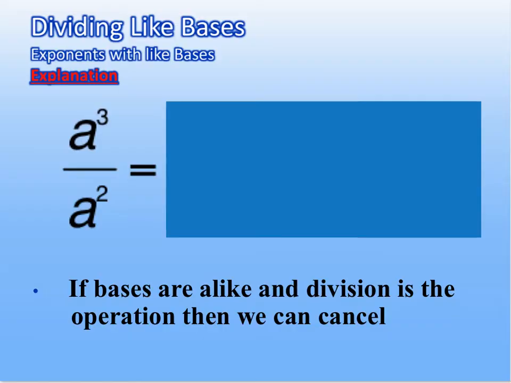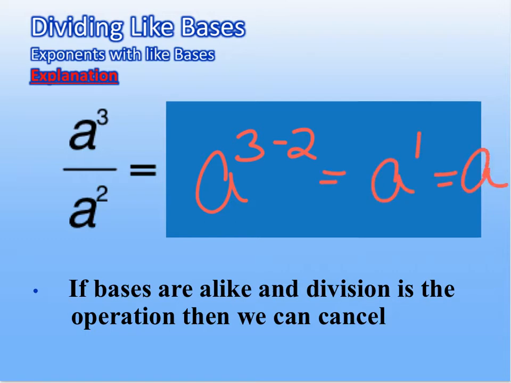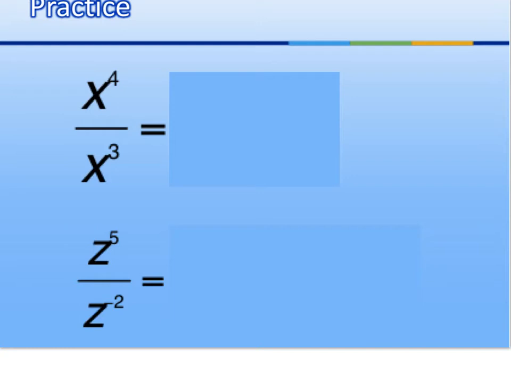When dividing exponents that have like bases, you simply subtract the exponent parts. So it becomes a to the 3 minus 2, because they're both a's, which of course equals a to the 1st, which equals a. Here are 2 problems for you to try. Go ahead and try them, and then check back here for the answer.